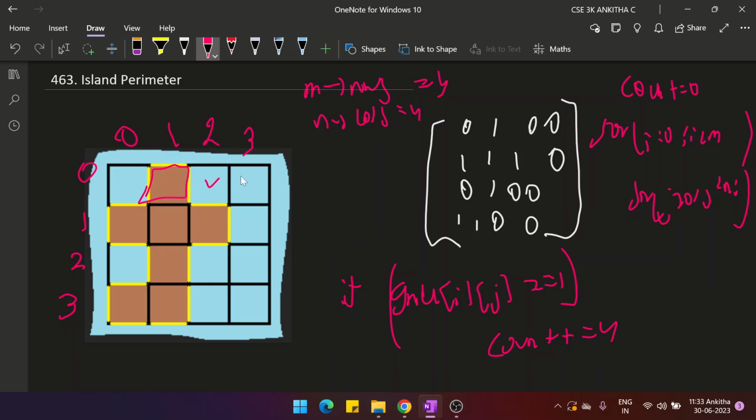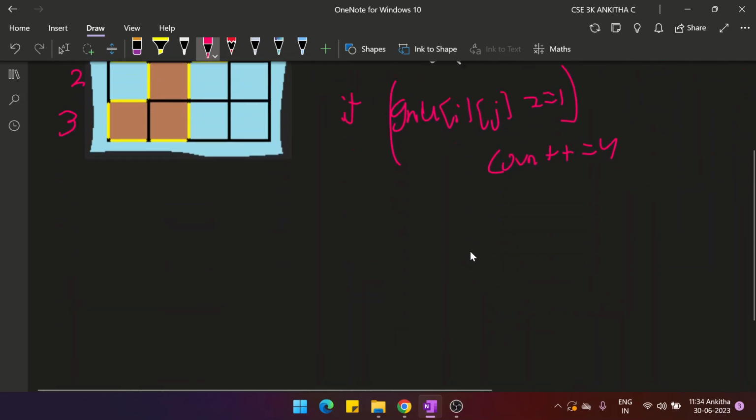Next, this will be 0, this will be 0, this won't be counted because grid is not equal to 1 here. When you come here, again grid will be equal to 1. So here also count will be incremented by 4. So this is 4 and this is also 4. Okay. Next, coming to here, count will also be 4. But you could see these two are sharing, right? These two are sharing. Now what will we do? We will subtract this. How do we subtract this?